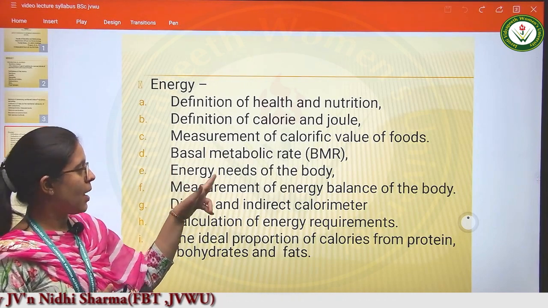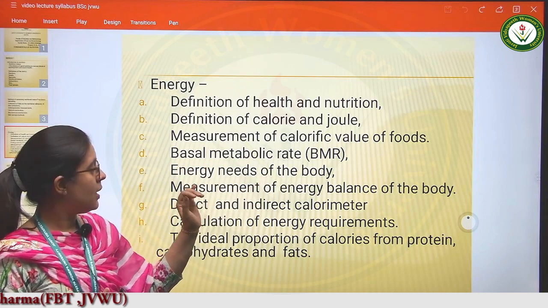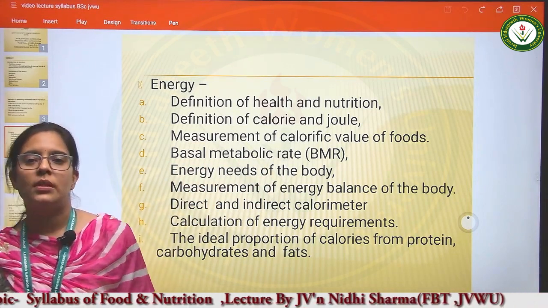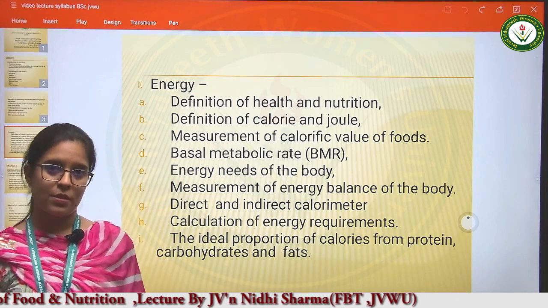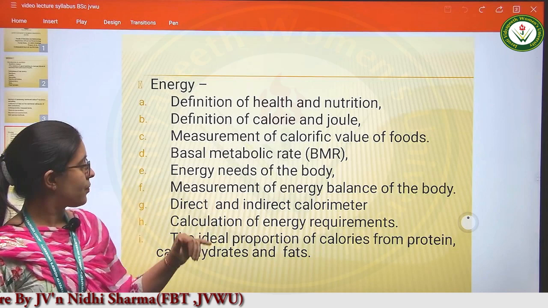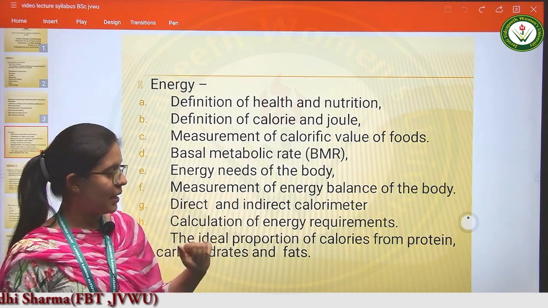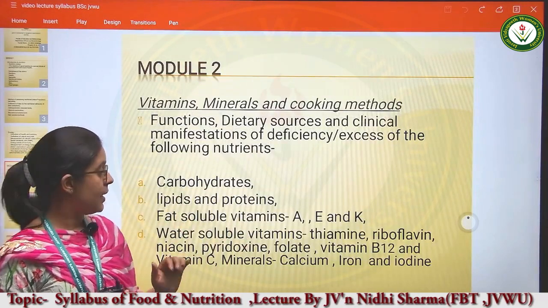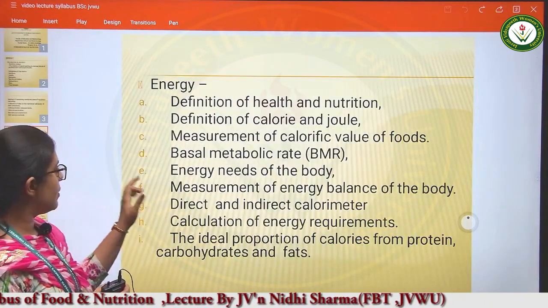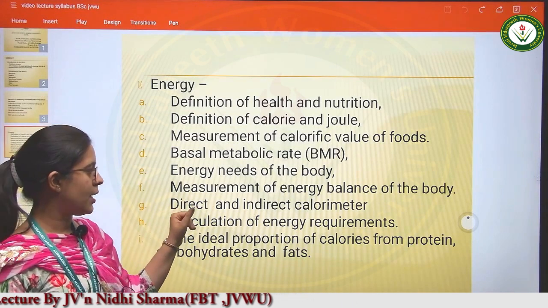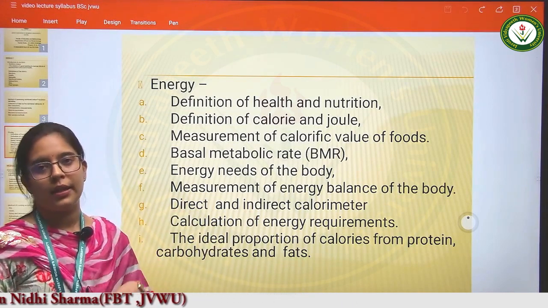Then the BMR, basal metabolic rate, and energy needs of the body, as every individual is different, every age group is different, so we study about the needs of the body. Then measurement of energy balance of the body. These are the two methods, direct and indirect. Calorimeter is the instrument through which we study the direct and indirect energy.